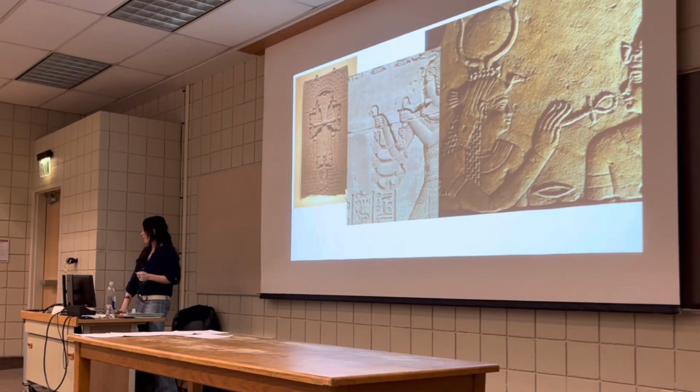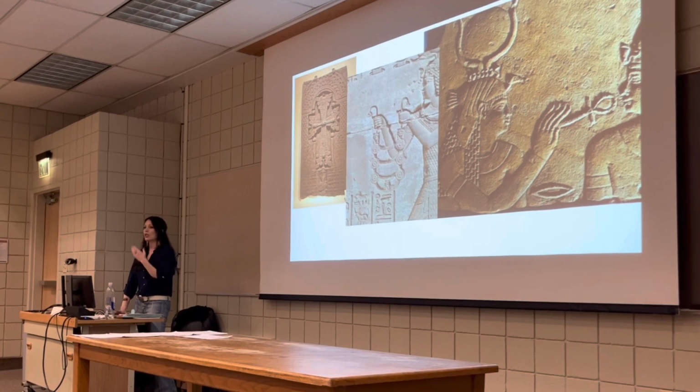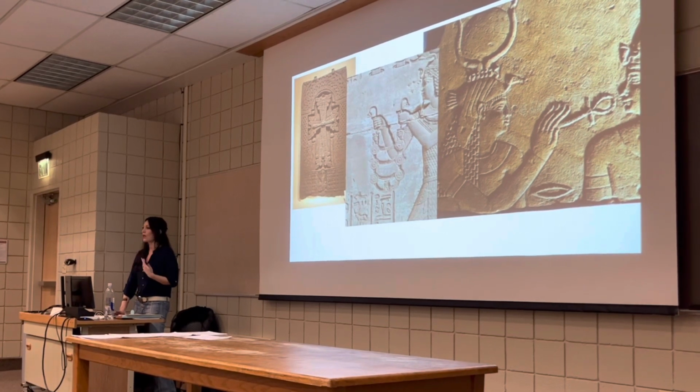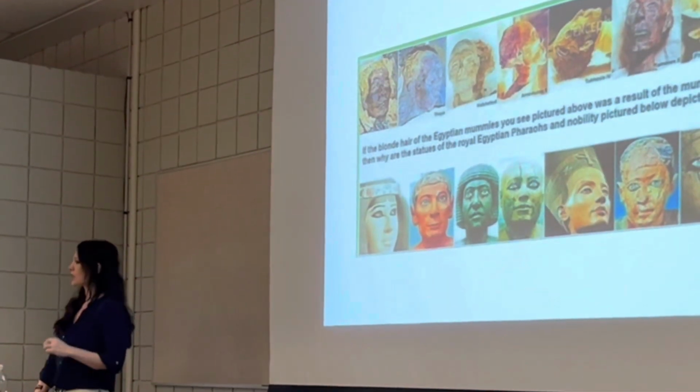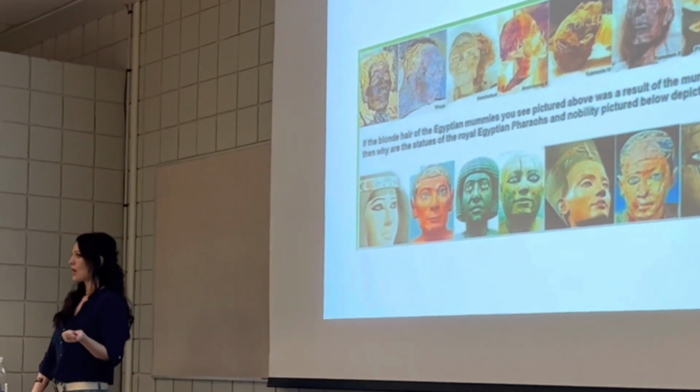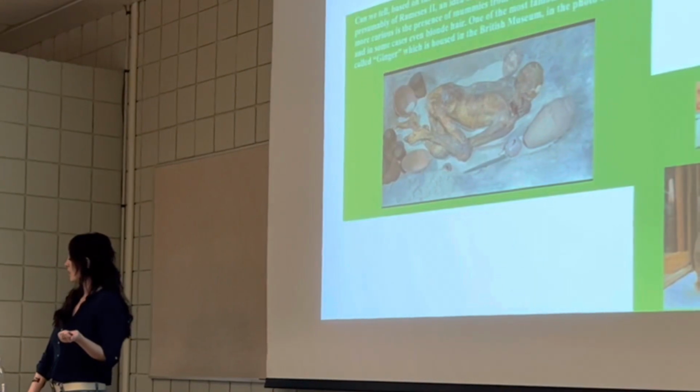So we have a deeper understanding in ancient Egypt of things that maybe we are just comprehending now. We talked about how there were redheads and blue-eyed Egyptians.